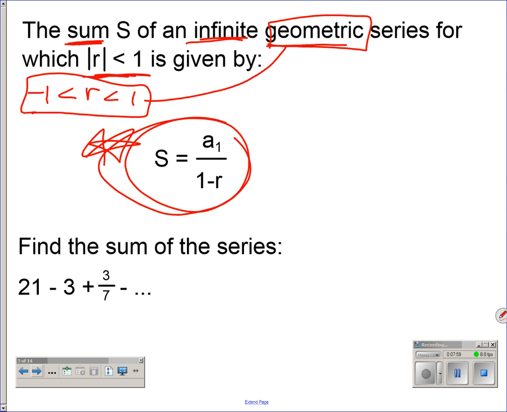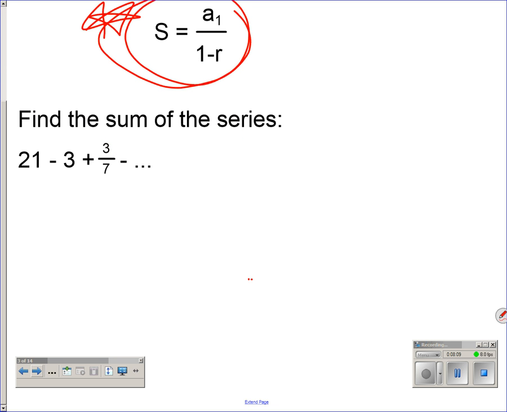Let's look at an example. The formula says to take your first value and divide by 1 minus your rate. You only need to know two things, your first value and your rate. But the only time you can use that is if your rate is between -1 and 1. So please, if your rate is like 5, don't use this formula and just say does not exist. You can't find an infinite sum.